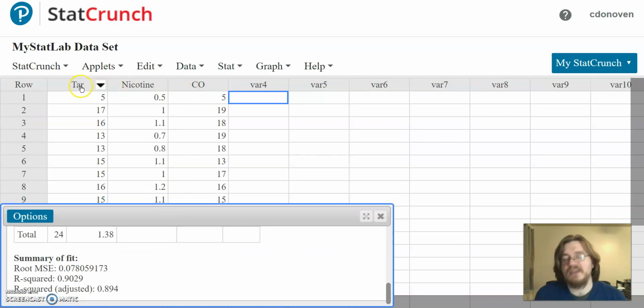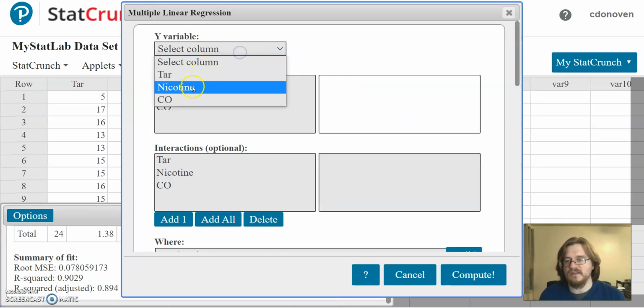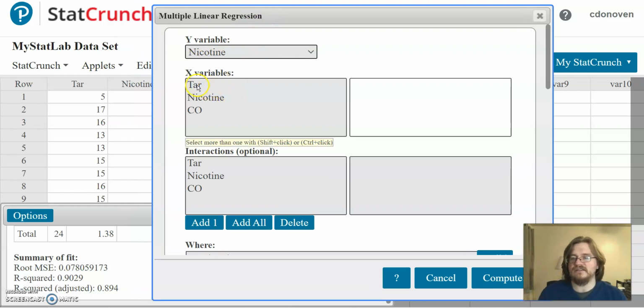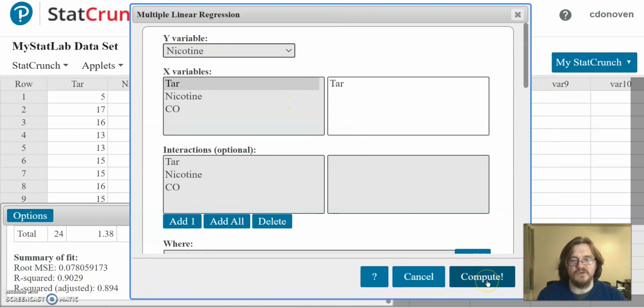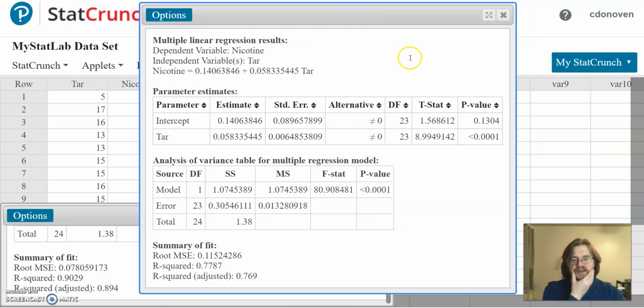But maybe, just maybe, it's better to try to predict nicotine using only tar or only carbon monoxide. So let's run this multiple regression again, but we'll only use one or the other. So let's come down to Regression, again to Multiple Regression. The response variable is still nicotine, and now let's say that our predictor is only tar. So we will compute, and it gives us all of our statistics again.